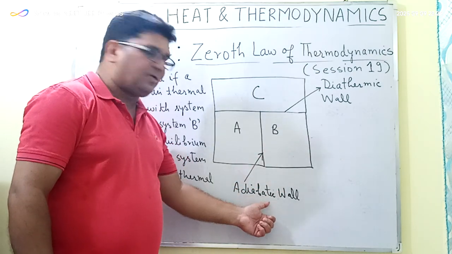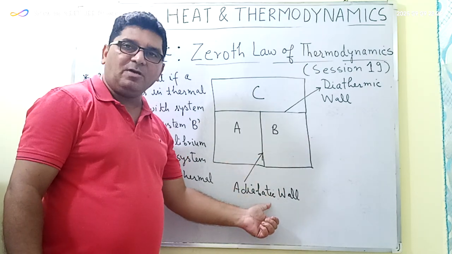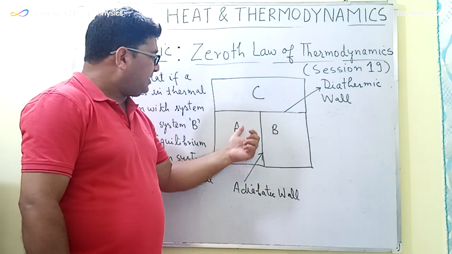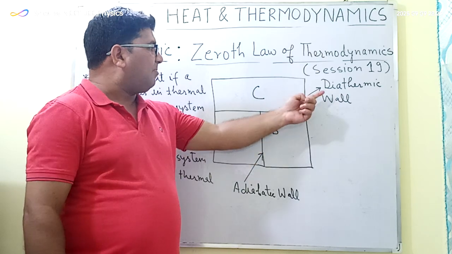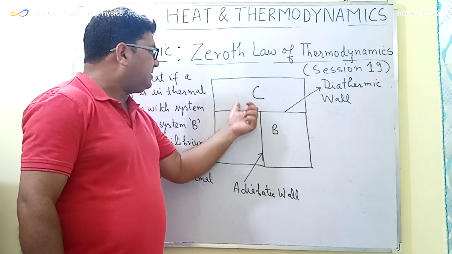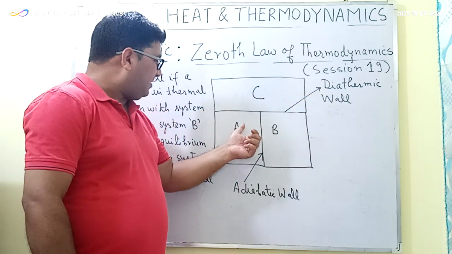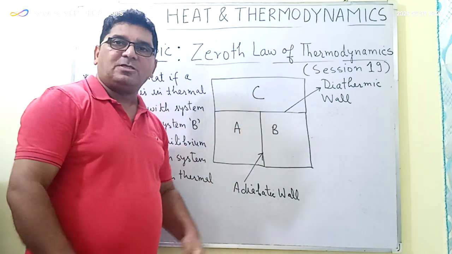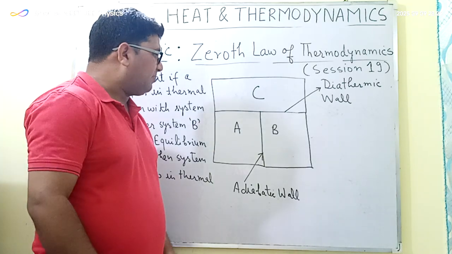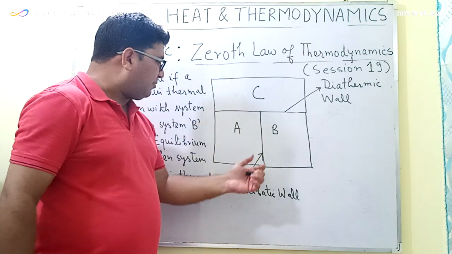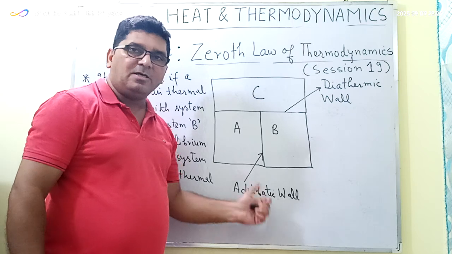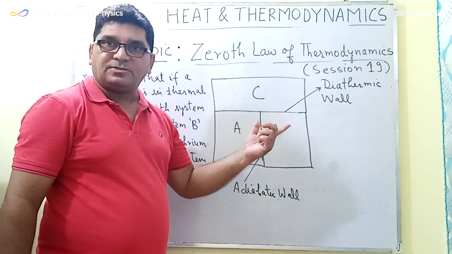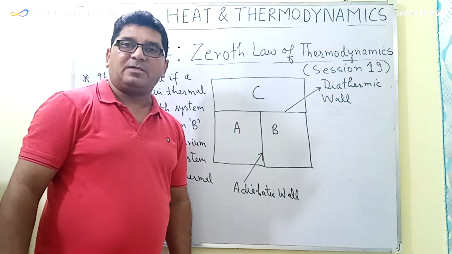So initially I have separated these two systems by an adiabatic wall so that no heat and mass transfer can take place. Whereas I have separated these two systems by a diathermic wall so that the heat can transfer from the system A to the system C or from the system B to the system C so that they can achieve thermal equilibrium. So once they achieve thermal equilibrium, and after that if I remove this adiabatic wall, then there won't be any heat transfer between A and B. It means that this justifies the zeroth law of thermodynamics.